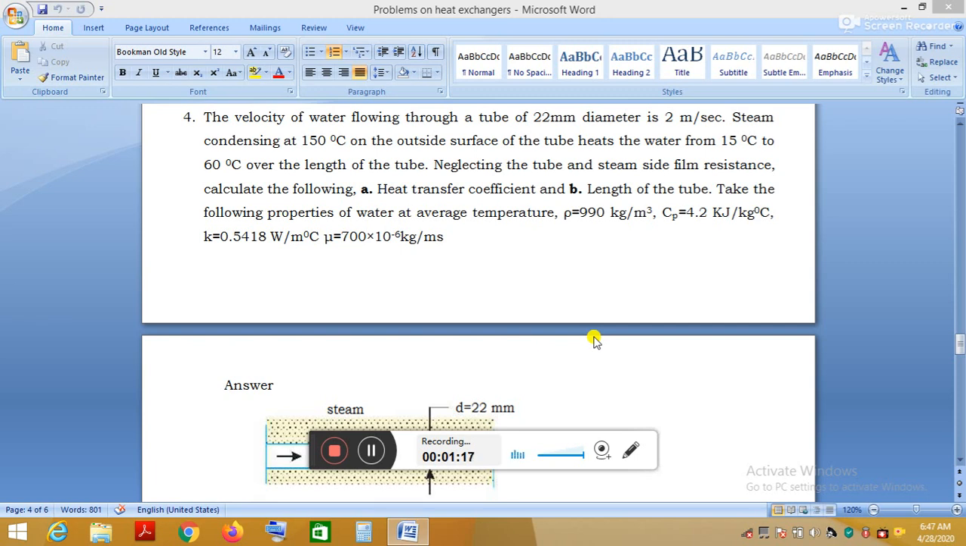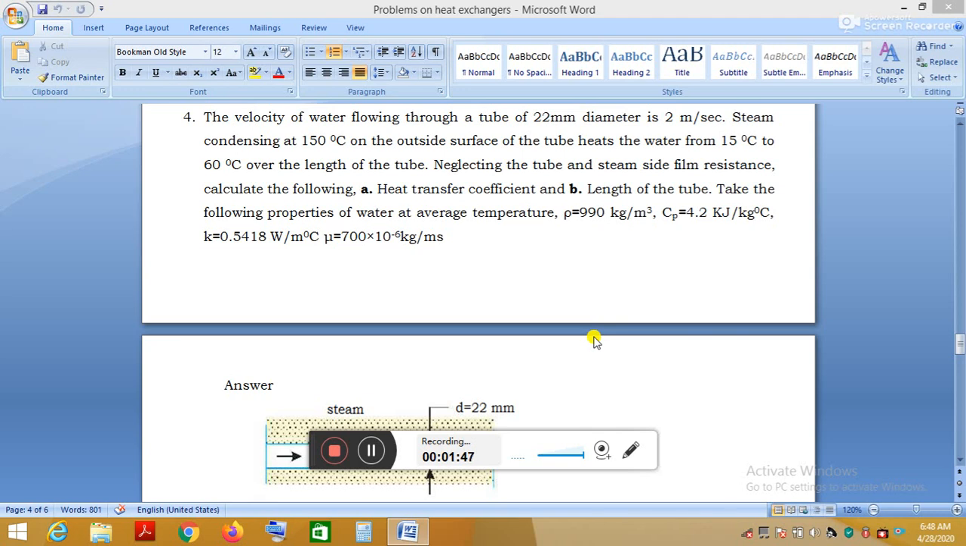On the outside surface of the tube, it heats the water from 15 degrees Celsius to 60 degrees Celsius over the length of the tube. That means the water temperature rises from 15 degrees Celsius to 60 degrees Celsius. Here 15 degrees Celsius is the inlet temperature of the cold fluid and 60 degrees Celsius is the outlet temperature of the cold fluid.